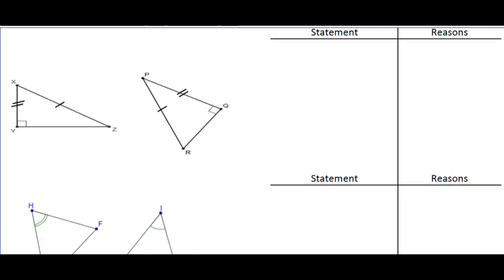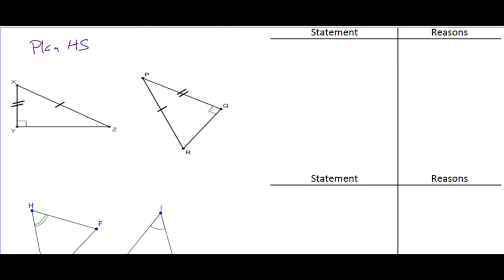Okay, next one. So, what's the plan? Hypotenuse side, right? So the hypotenuses are opposite the 90, and they're indicated, well, so 1 dash indicates these guys are the same, right? The 90 degree angle is the 90, and then we also have this side, which is the side that's the same, okay? So the plan is HS.